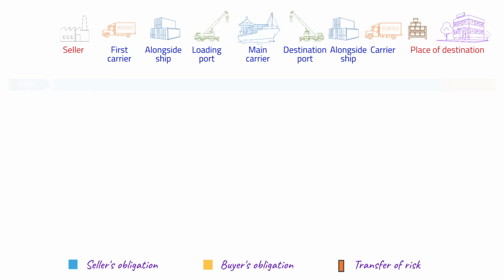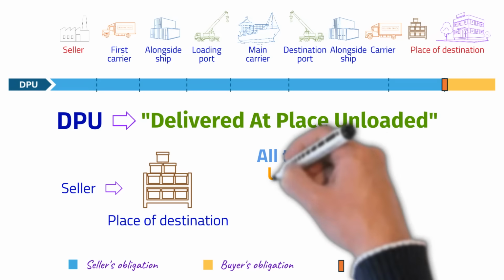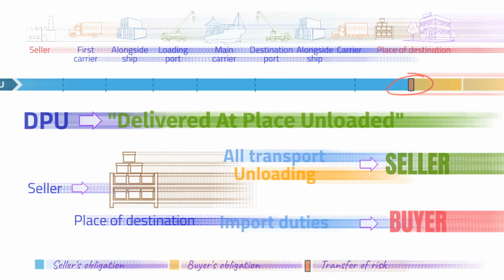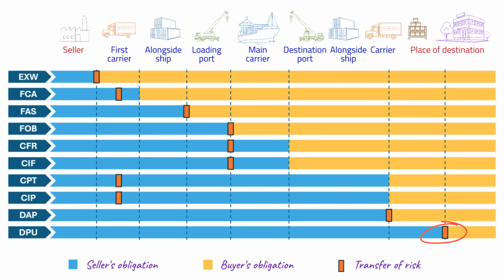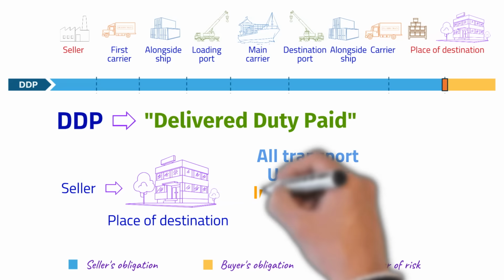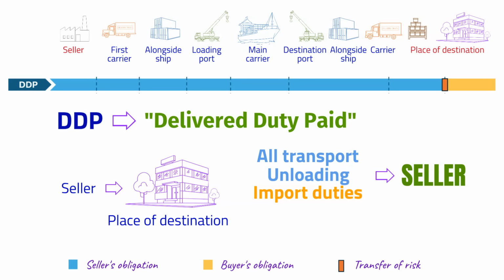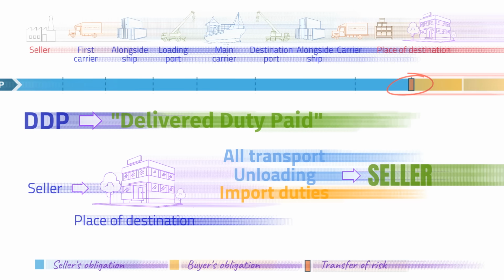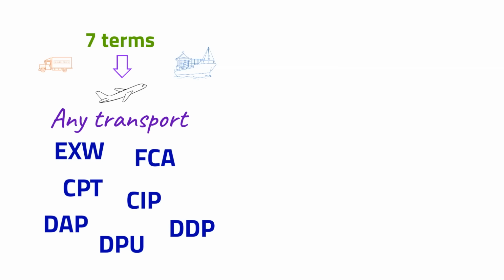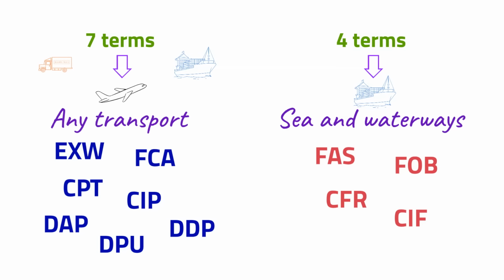Next one, DPU or delivered at place unloaded. The seller delivers and also unloads the goods, and the risk transfers when the goods are unloaded at the named place. And the final one, DDP or delivered duty paid. The seller covers all risks and costs until delivery at the destination, including unloading and clearing import duties. The risk transfers on delivery to the place of destination. So, 7 of those terms apply to any mode of transportation, while the 4 others only to the sea and inland waterway transport. A lot, right?